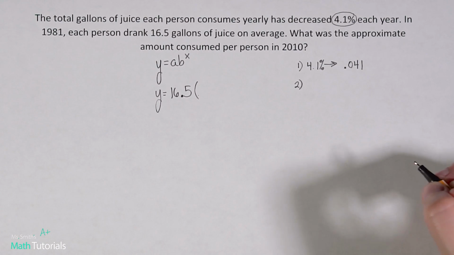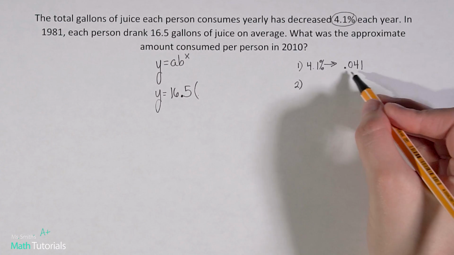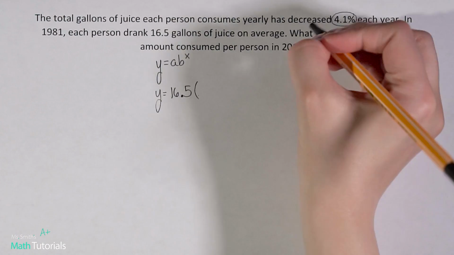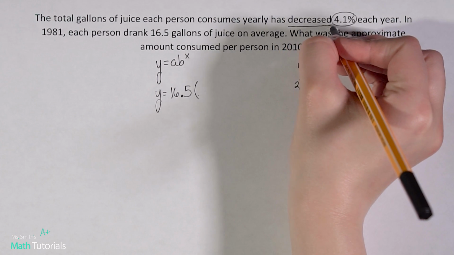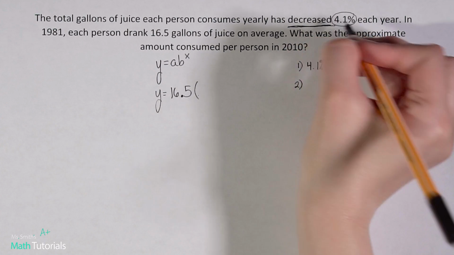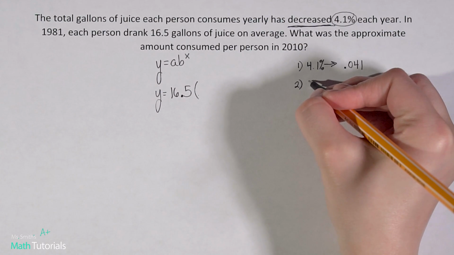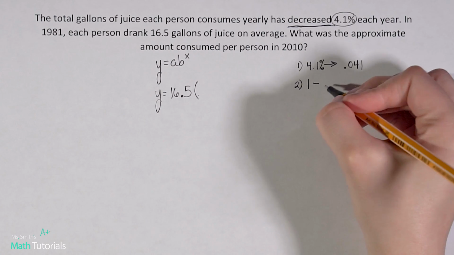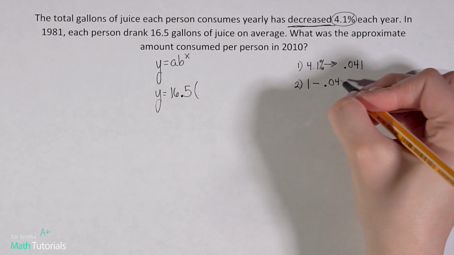So part 2 says that I need to take that and I need to decide: am I decreasing or am I increasing? Is this growth or is it decay? You've got to look at your keywords in the problem. So I see that it says this is decreasing. The amount of juice people are drinking is going down. So in that case, I will do 1 minus that decimal.